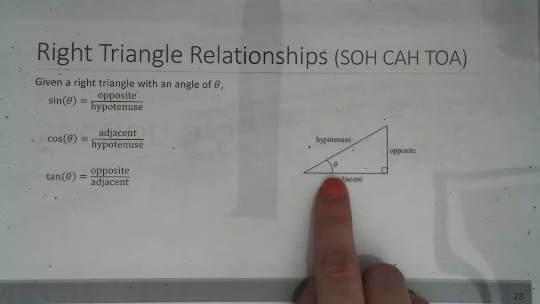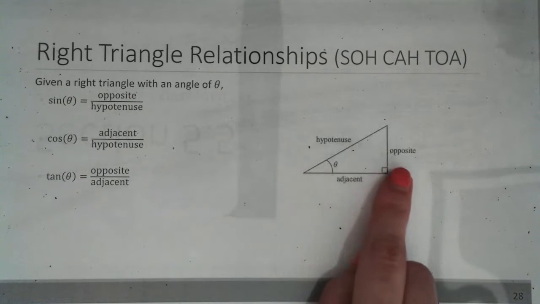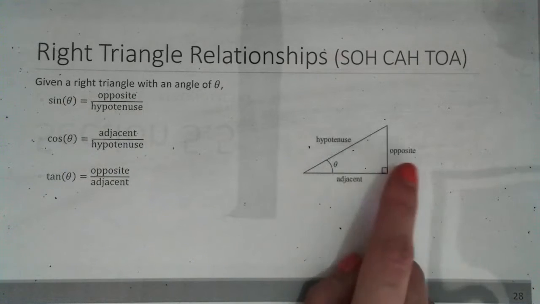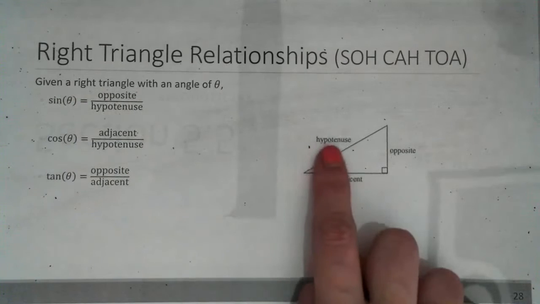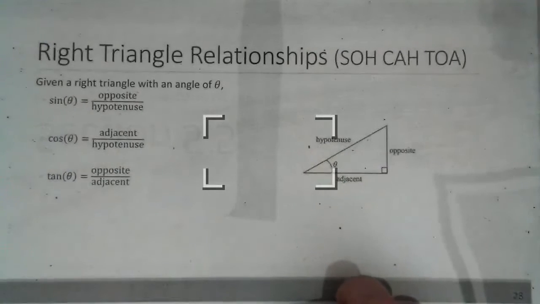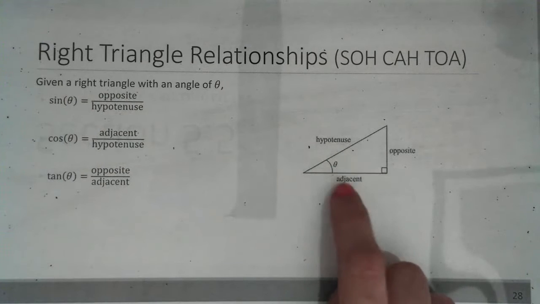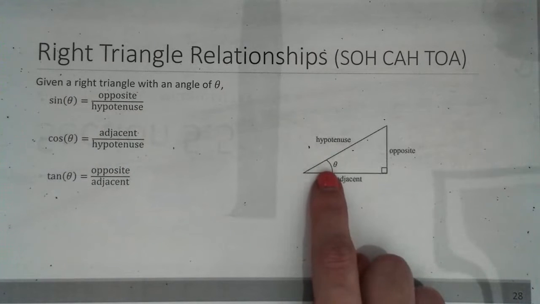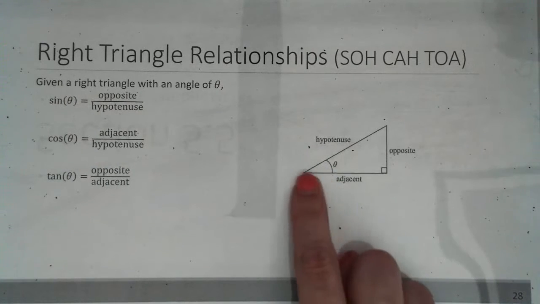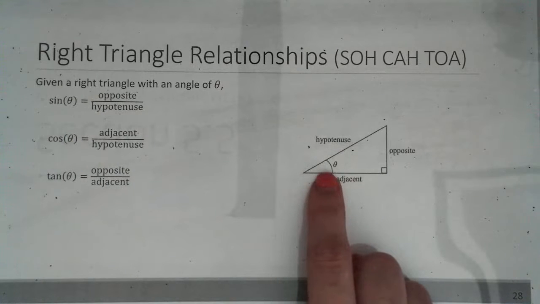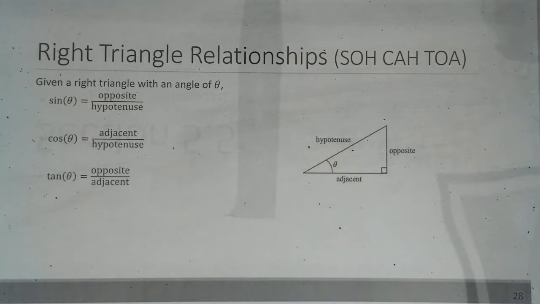So if we have angle theta here, then opposite is the one across from the angle theta. Your hypotenuse is always the longest side, and that's opposite from your right angle. It's across from that. Your adjacent side is the one along your angle theta that's not the hypotenuse. So it's the one next to it, but it's still not the hypotenuse.